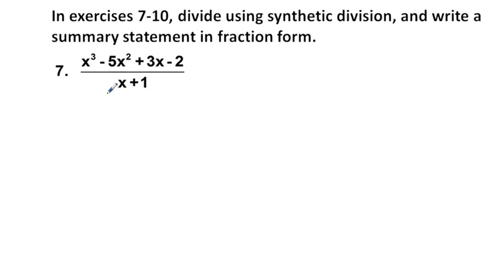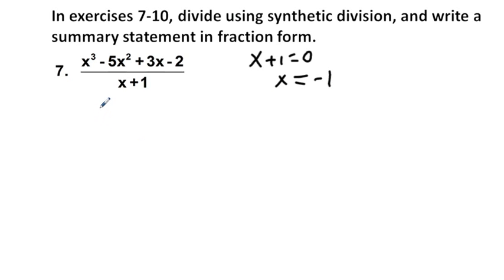Here, we're going to divide x cubed minus 5x squared plus 3x minus 2 by the linear binomial x plus 1. To find out what we use in synthetic division, we take this x plus 1 and set it equal to 0 to find our 0. As we solve, x is equal to negative 1. So that is our 0.